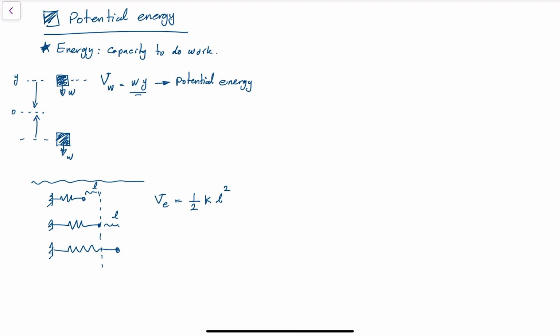What did I want to say? Oh, note that this L here is calculated from resting length. And yes, that is the amount of potential energy stored in a spring due to its change in length. I think that's all I wanted to say here.